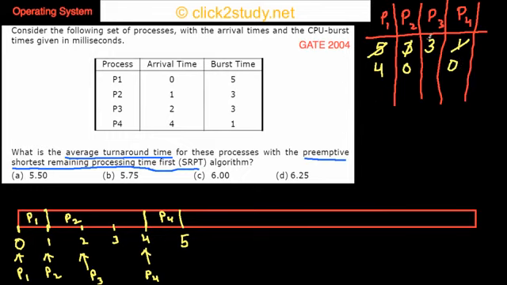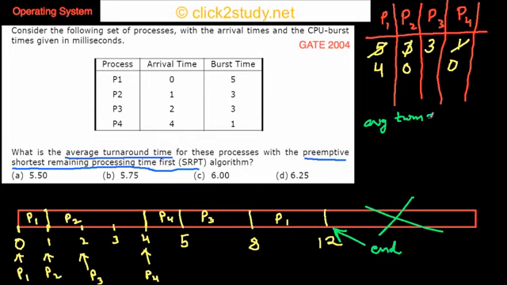Then we have a choice between P3 and P1, and the smallest remaining time is for P3, that is 3, so P3 comes in here and runs up till 8. Then we are left with P1, which will run up till 12, and finally this is the end. We'll stop here. So we have all these things, and then let's find the average turnaround time.